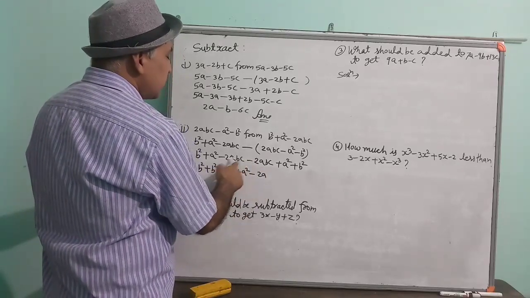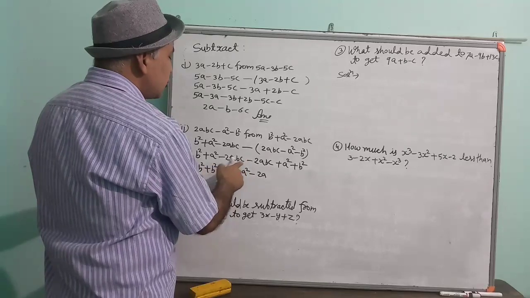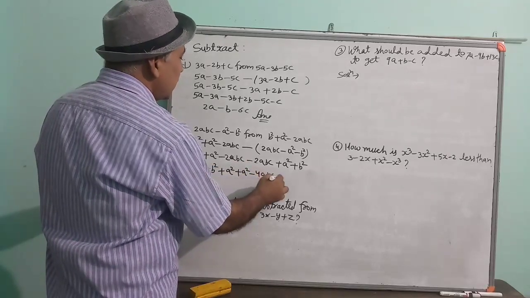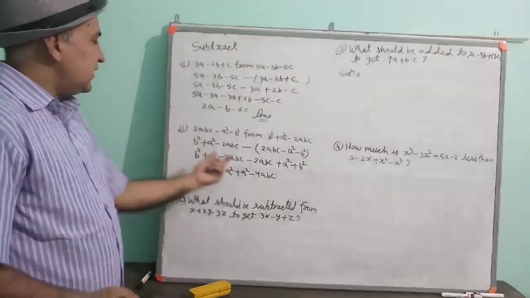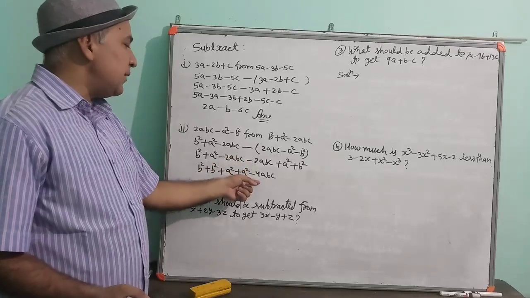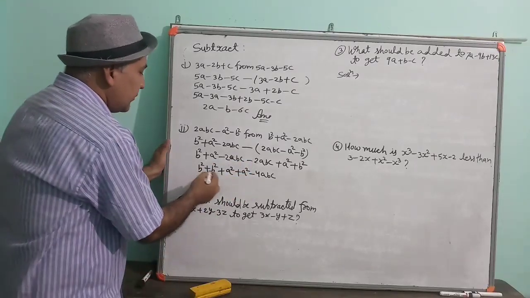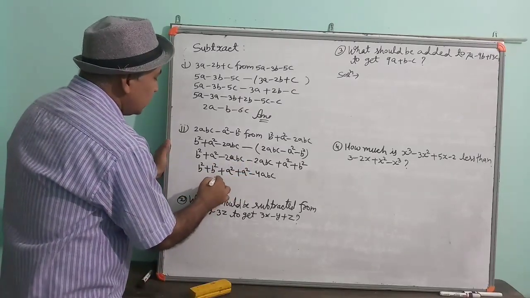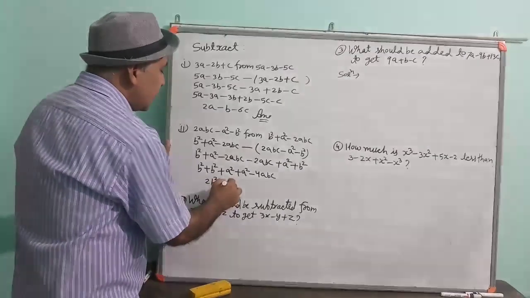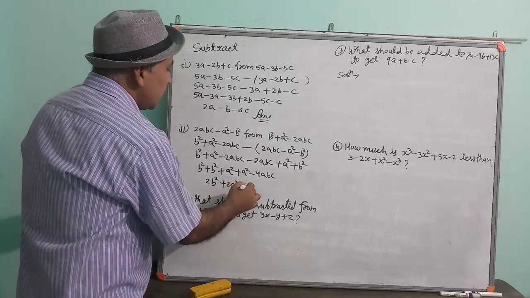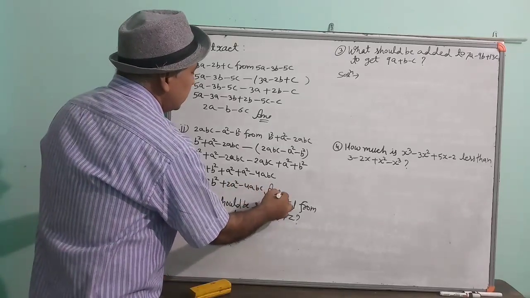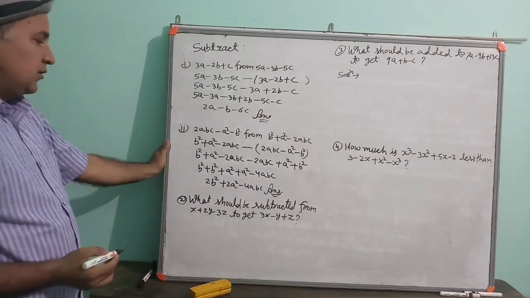These are together, so we can add them. Minus 2abc minus 2abc will become minus 4abc, because these are already together, so we can solve it. Minus 2 becomes minus 4. Now b square plus b square is 2b square, plus a square plus a square is plus 2a square, minus 4abc. This is your answer. Okay.